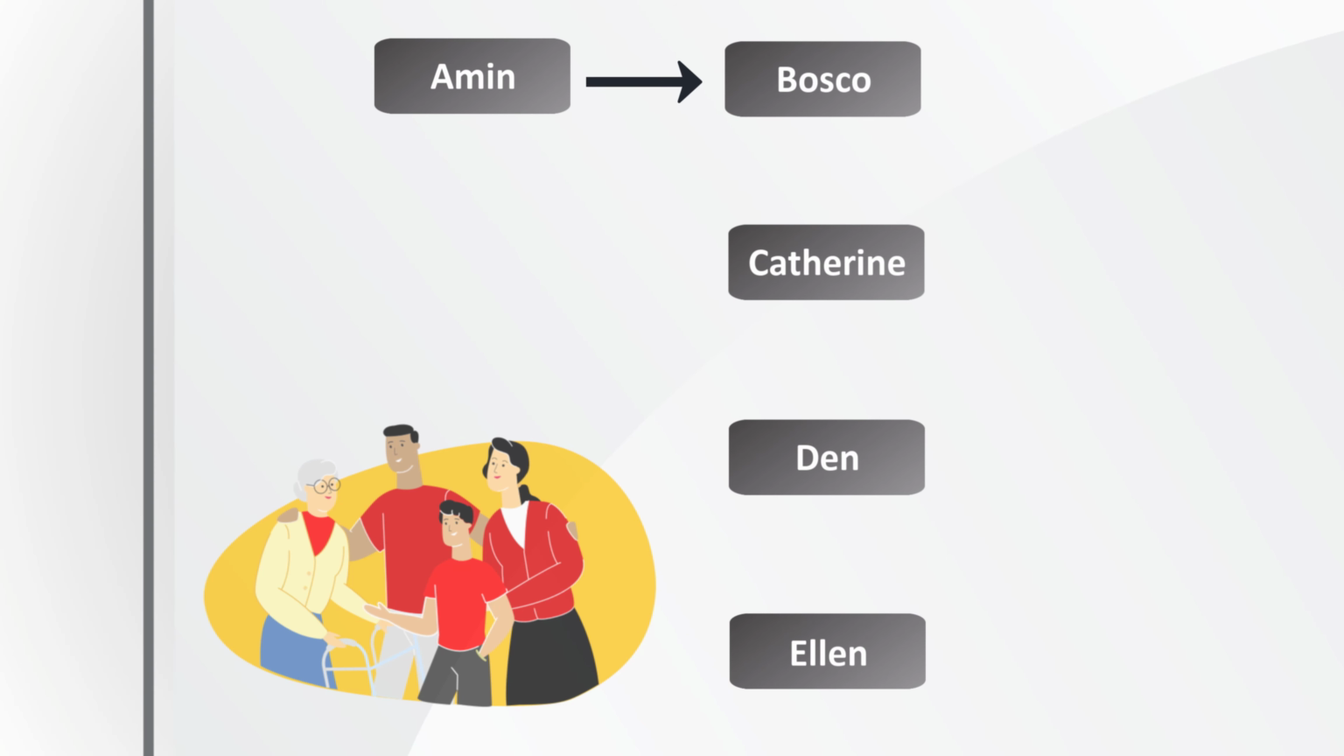Amin is Bhaska's sister. Catherine is Bhaska's mother. Dan is Catherine's father. And Ellen is Dan's mother.